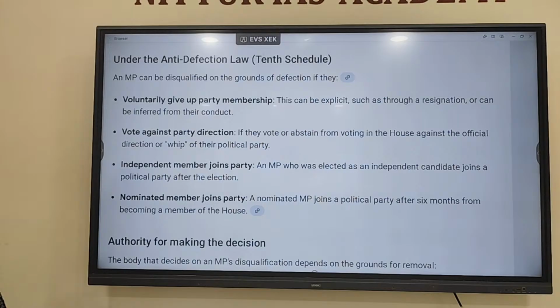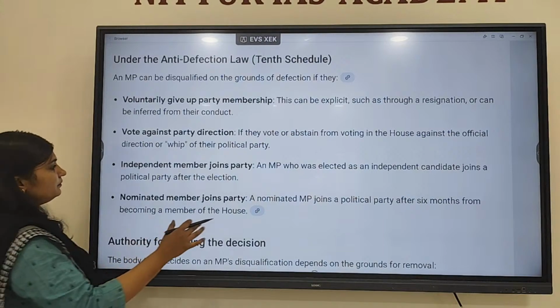If that candidate belongs to that political party, he should vote for that political party itself, whatever the instructions they give, or else, if the whip is violated, he will be disqualified. Then, an independent member joins a party. If that independent MP joins another political party, then he is also disqualified. Then, nominated members join a party. All the 12 nominated members, if they join a political party, see here.